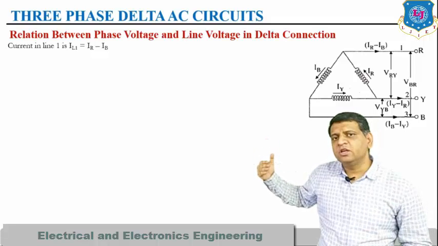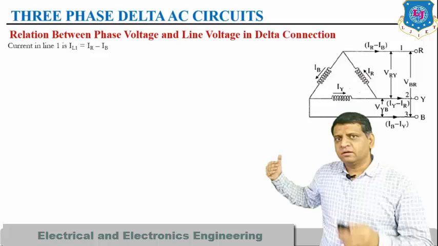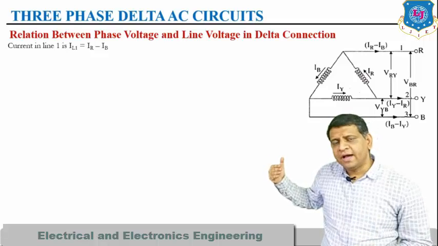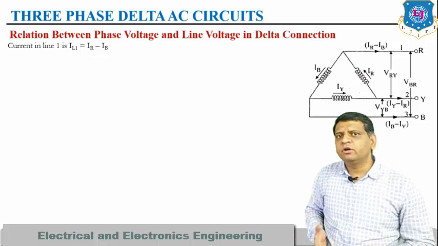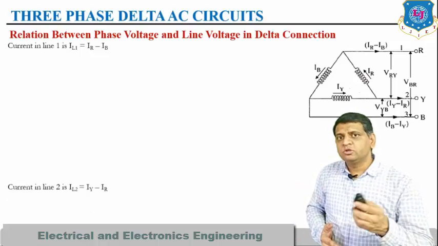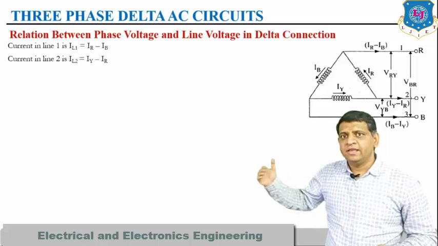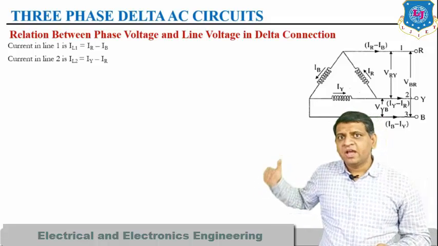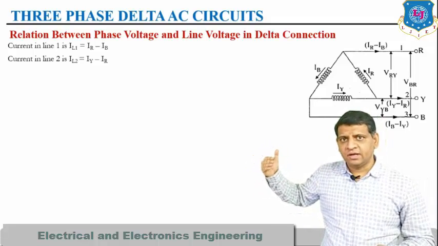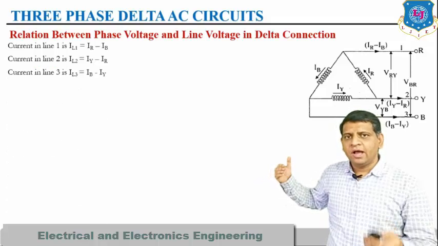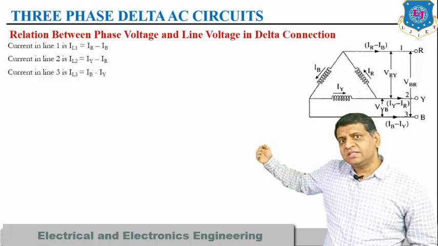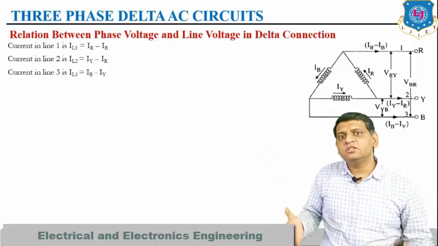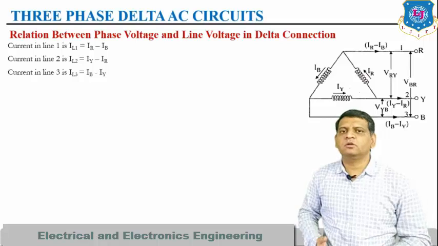So, if we apply Kirchhoff's current law at node R, and in the same way at node Y and node B, and you are looking for the currents IL1, IL2 and IL3, you will be able to find them like this: IL1 is equal to IR minus IB, IL2 is equal to IY minus IR, and IL3 is equal to IB minus IY. So, you can see that all these 3 currents are nothing but the subtraction of vector quantities.